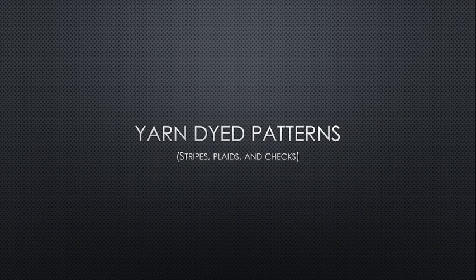In this section, we'll talk about yarn-dyed patterns. This will comprise the majority of stripes, plaids, and checks. Although stripes, plaids, and checks can be printed onto a fabric, the vast majority of them come from a yarn-dyed process. This is when yarn has been pre-dyed before the weaving or knitting process. During the weaving or knitting process, the different colored yarns are arranged by their color to create different stripe, plaid, and check patterns.